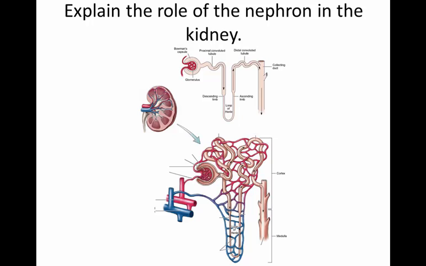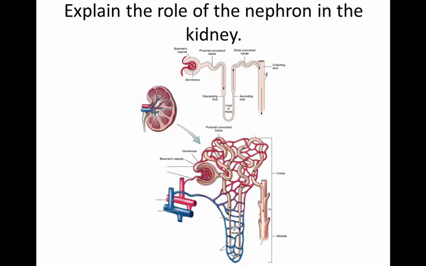Taking a look at the more complex image that we see below here, we can start with the glomerulus and the Bowman's capsule, just like we saw above in our simpler version. We can see that blood is coming into the glomerulus, into the capillaries that make it up, and then we have the Bowman's capsule that will collect the materials that come out of the blood.